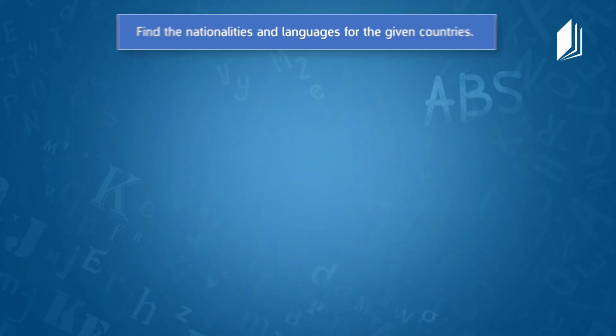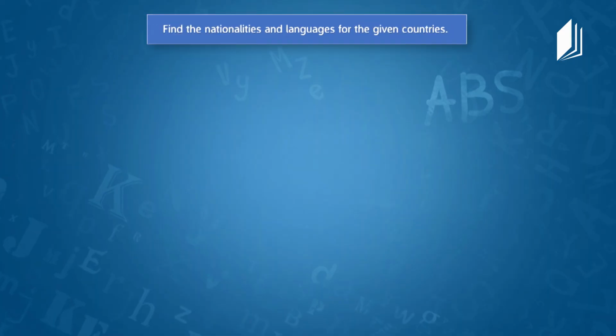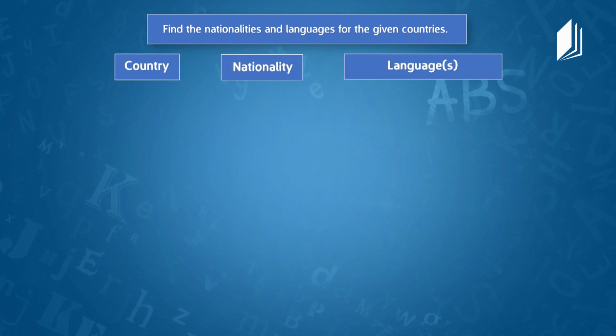So, for today, our vocabulary is a little different than usual. We will find the nationalities and languages for the given countries. First, we have the country, then we have the nationality, and then the languages of that country.